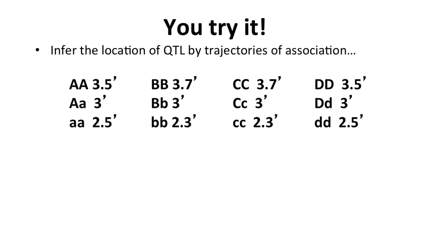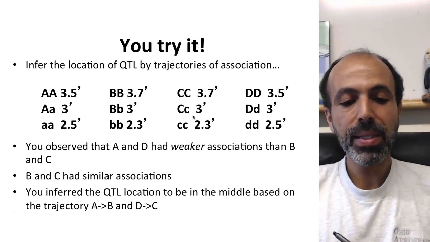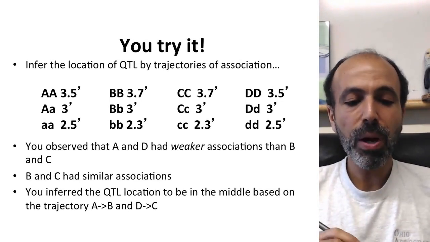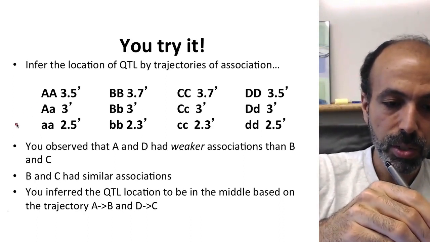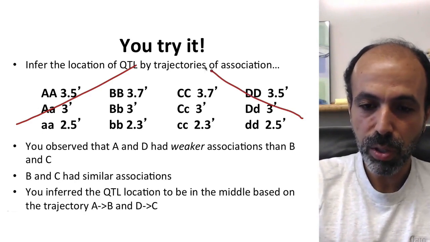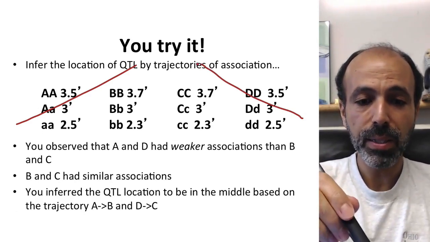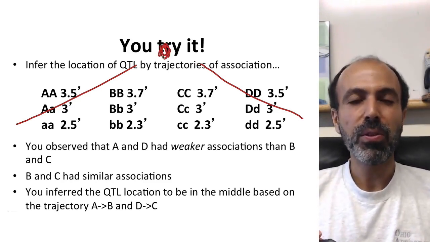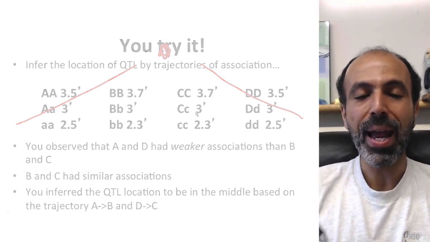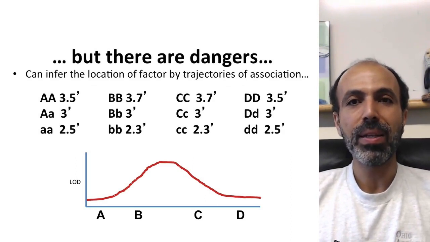Hopefully that wasn't too difficult for you. What you saw is that A and D had weaker associations than B and C. B and C had similar associations. So probably, as you're looking at this trajectory of association strength, we see it getting stronger this way, we see it getting stronger this way. So you'd probably infer that the gene causing this height difference is probably somewhere between B and C. That's the difference from what we did before, right? In this case, it wasn't right at C, but it was actually between 2 of them. So you might make a Lod plot that looked something along the lines of this.